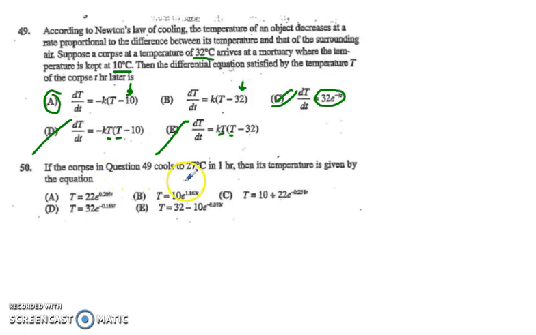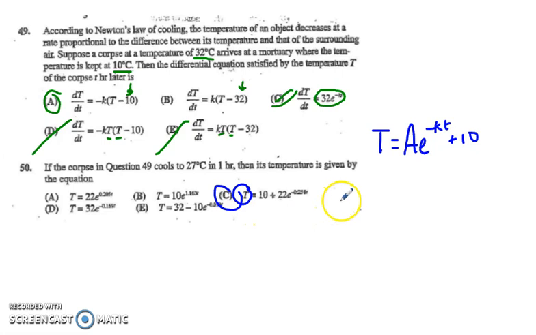So then in 50, it's asking us effectively to use the solution to the differential equation in A and solve for the initial value. So I know that if I'm given dT/dt equals negative k times (T minus 10), then my solution takes this format: T equals A e to the negative kt plus 10. So right away I think I have the answer right here, number C. But let's just make sure.